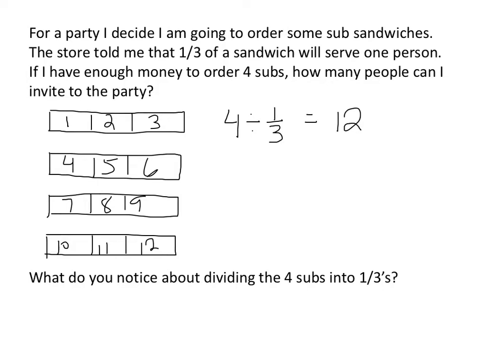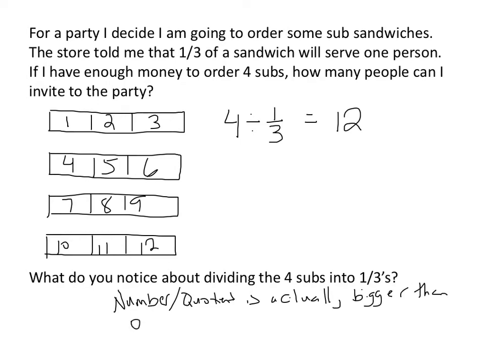So what do we notice about dividing the 4 subs into thirds? I notice that my number, or my quotient, is actually bigger than my original number, which is different than what we normally think, because normally when we think about dividing, we think about getting a smaller number.